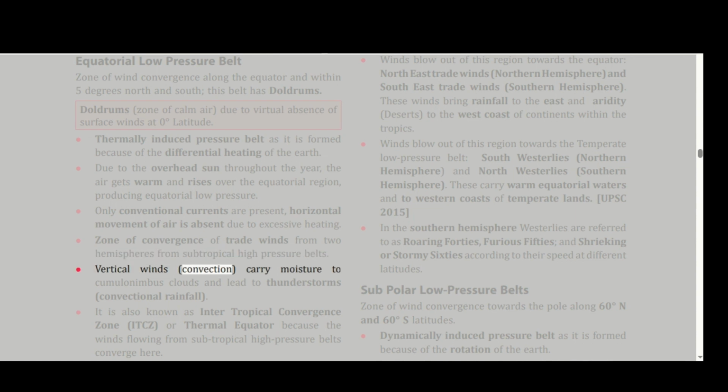Vertical winds, convection, carry moisture to cumulonimbus clouds and lead to thunderstorms and convectional rainfall. It is also known as intertropical convergence zone, ITCZ, or thermal equator because the winds flowing from subtropical high pressure belts converge here.